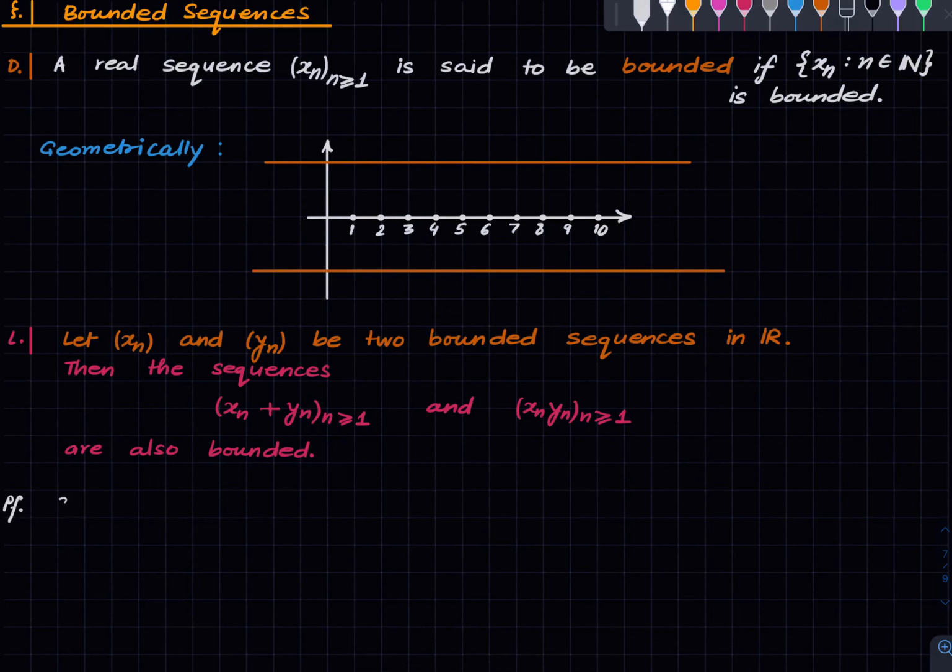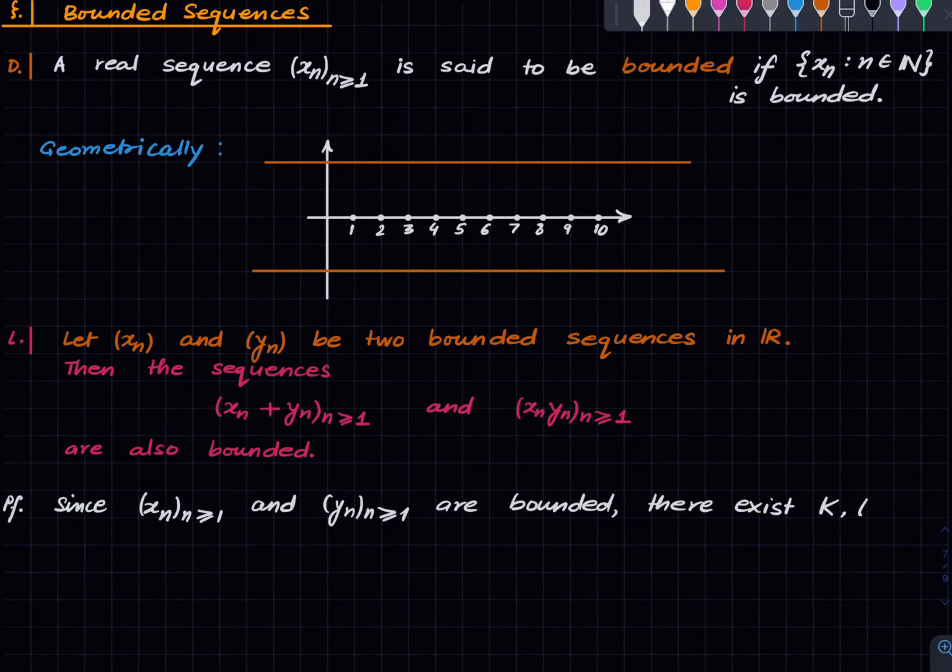So since x_n and y_n are bounded sequences, there exist k and l such that, for all n, the absolute values of x_n and y_n are bounded by k and l respectively.